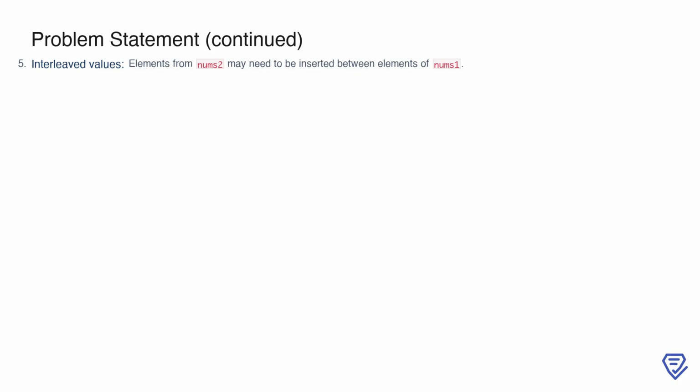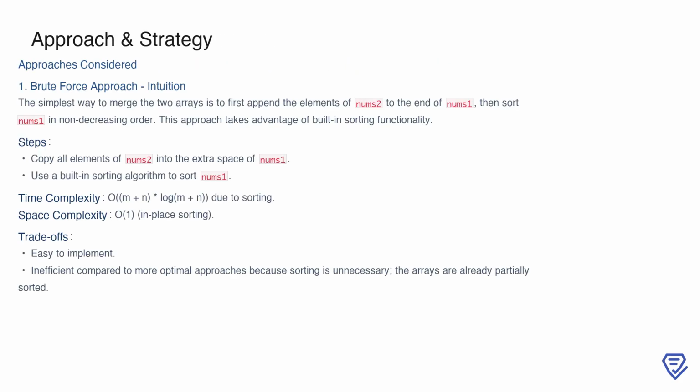Additionally, there may be cases where elements from nums2 need to be interleaved between those in nums1, requiring careful comparison at each step. By handling these scenarios correctly, you can ensure the merged result is always accurate and sorted in place. To begin, let's consider the brute force approach.